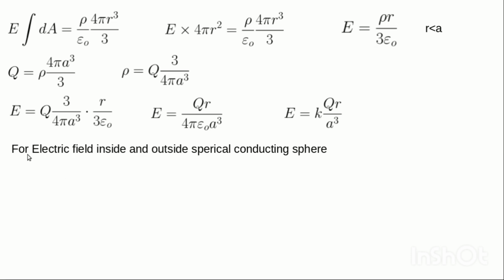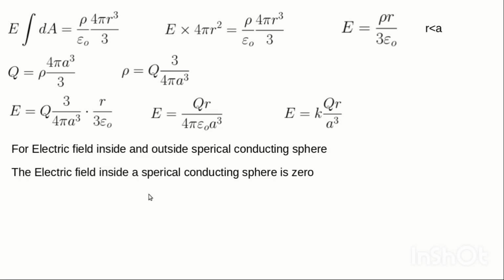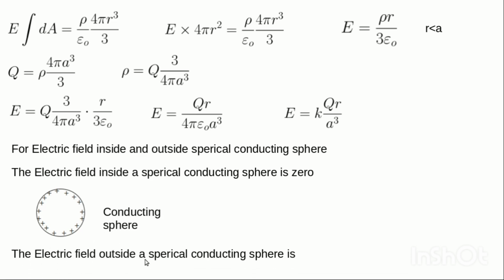Now, for electric field inside and outside a spherical conducting sphere. So imagine for a conducting sphere, the electric field inside is 0. Always 0. Why? Because if we consider a conducting sphere, all the charges are gathered at the surface. So if we take a Gaussian surface inside there, no charge will be enclosed. So the electric field inside here will be 0, compared to that of an insulating charge. While outside, the electric field outside a spherical conducting sphere is usually what? E is equal to KQ over r squared, which tallies with that of an insulating sphere.